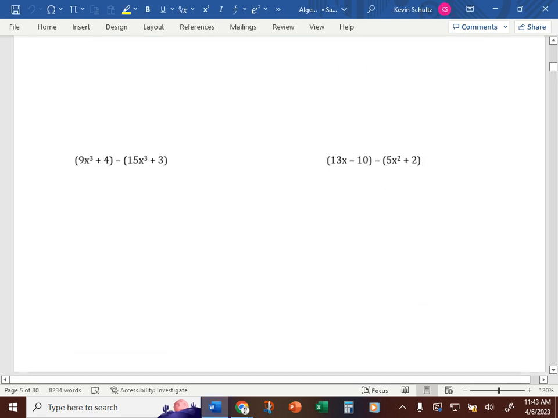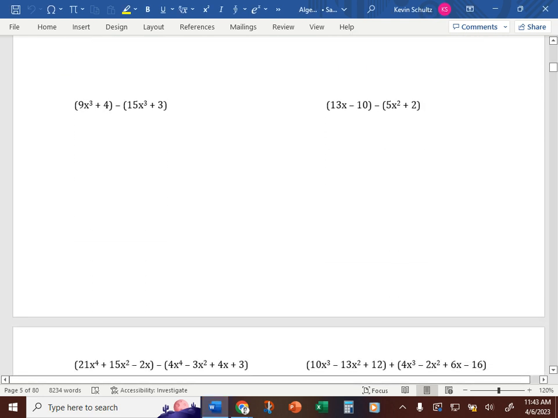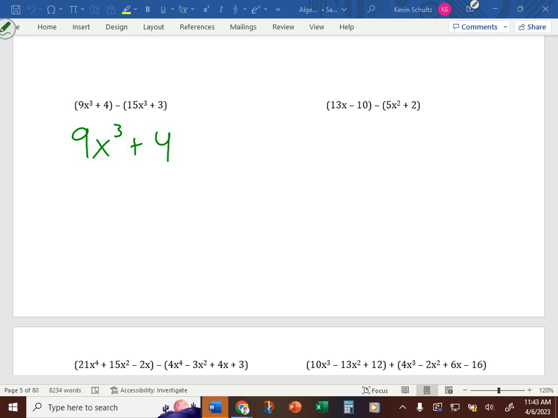Next set of two here. We have our first subtraction situation. Our first expression is 9x cubed. Then we jump straight to a constant. Our second expression, 15x cubed plus 3. Again, we're lining up those like terms. X cubed with x cubed, constant with constant. The difference is this time we're subtracting. Yeah, because it's the middle one.